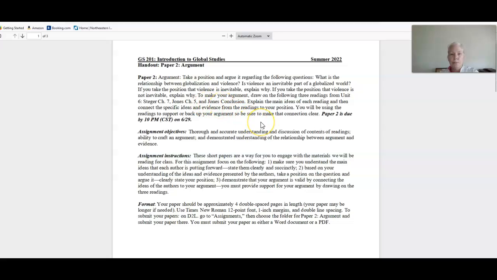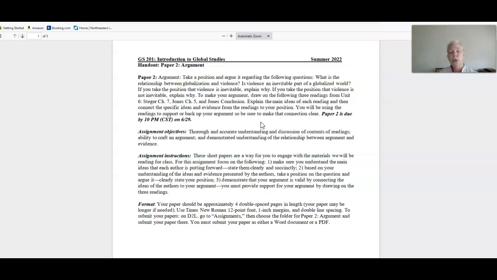Okay? So be clear about what your position is, and then make sure that you use those readings as evidence to support your argument. That's the most important thing to do to be successful for this paper. So that means if you take the position that violence is inevitable, then state that and argue why you think that is. If you take the position that it is not inevitable, right, that violence doesn't necessarily need to be a part of this world, make that position clear, and again, argue it using those 3 readings as evidence and support.